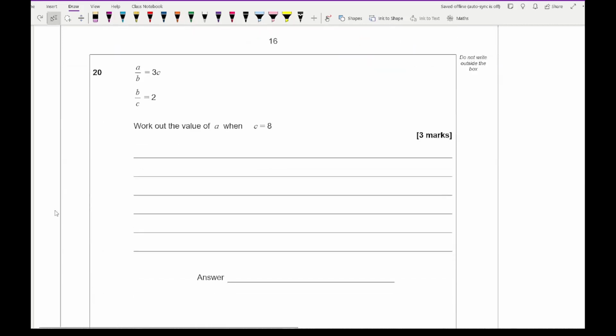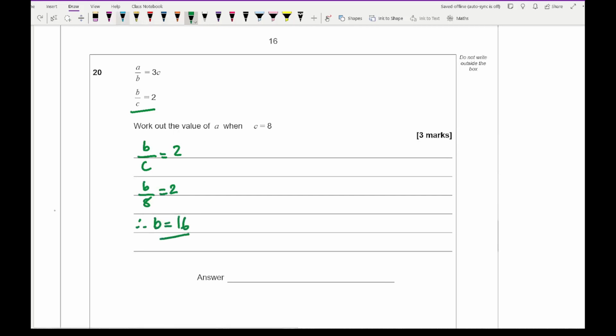Then moving on to question 20, it says that A over B is 3C and B over C is 2. Work out the value of A when C equals 8. So let's have a look at this. We're going to use this second one. So we've got B over C equals 2. Now we know that C equals 8. So here we've got B over 8 equals 2. So therefore B equals 16.